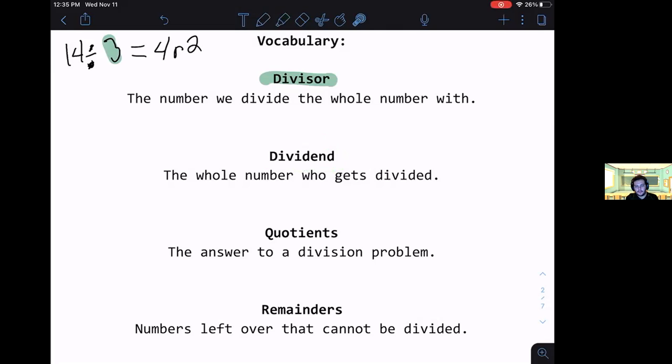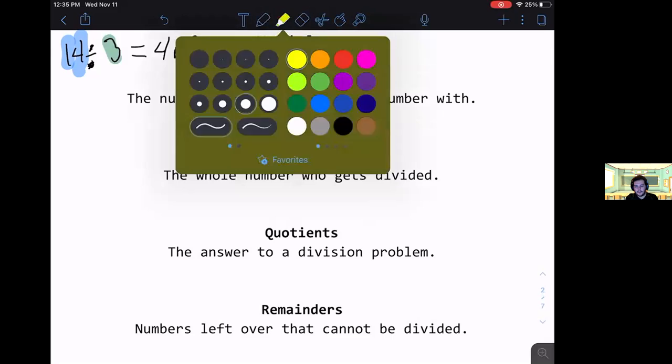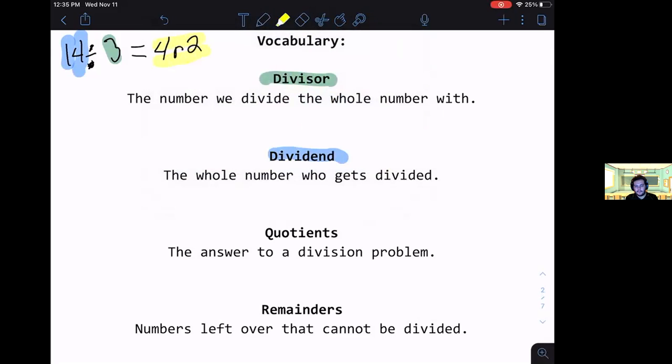We have the dividend, which is the whole number that's getting divided. In our 14 divided by 3 example, that was the 14. So let's highlight that in blue. Next, we have the quotient, the answer to a division problem. So our answer was 4 remainder 2 altogether. So we're going to highlight that in yellow.